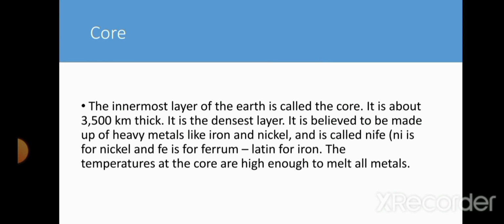The innermost layer of the earth is called the core. It is about 3,500 kilometers thick. It is the densest layer. It is believed to be made up of heavy metals like iron and nickel and is called NiFe. Ni is for nickel and Fe is for ferrum, Latin for iron. That's the only thing. The temperatures at the core are high enough to melt all metals. Means the temperature of the core can melt all heavy metals.